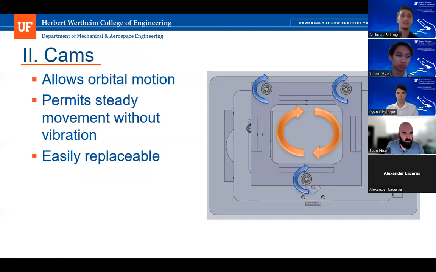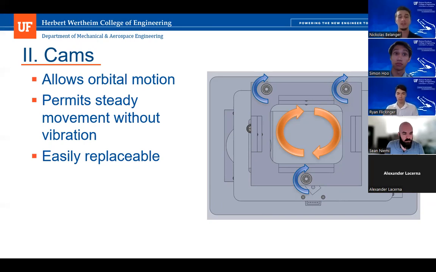So the second design highlight of our design is the cam system that we have. This cam system is responsible for the orbital motion of our shaker table and is also able to permit a pretty steady rotation without vibration. The cam system consists of 3 cams, and 2 of these cams are freestanding cams that press fit into 2 bearings on both the shaker table and the tray holder above it. The last cam is attached to the NEMA 17 motor shaft that is bolted onto the shaker table.